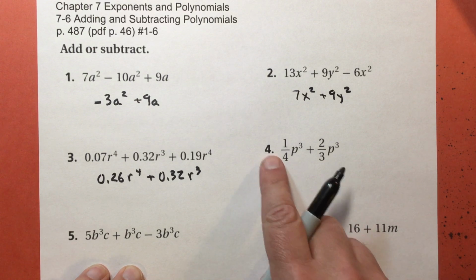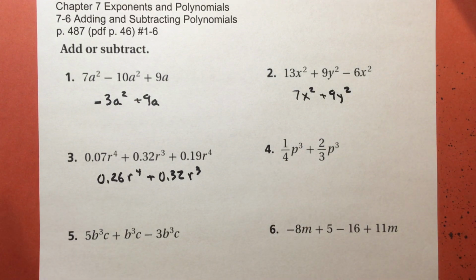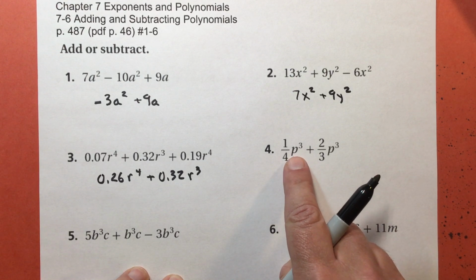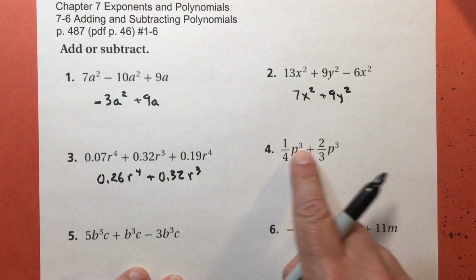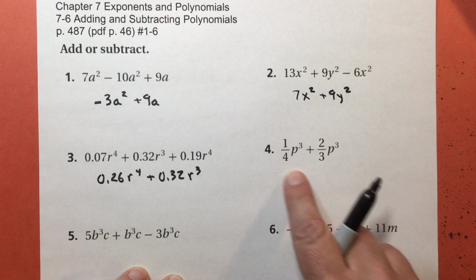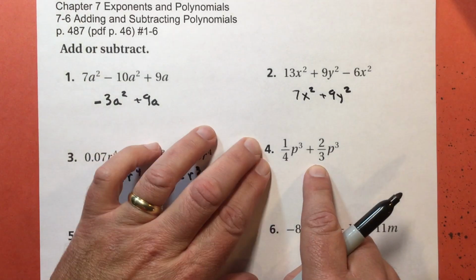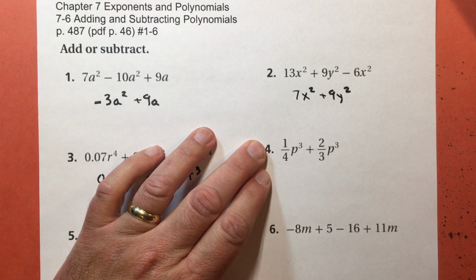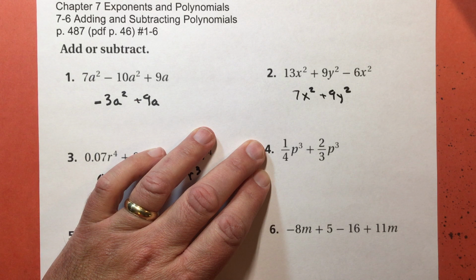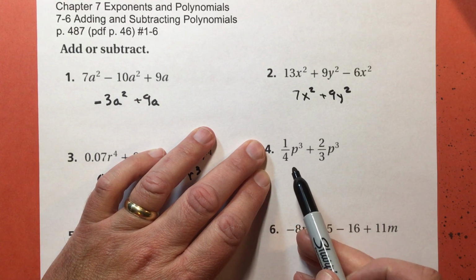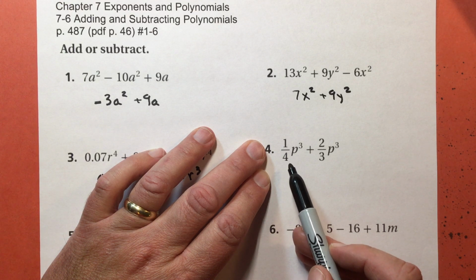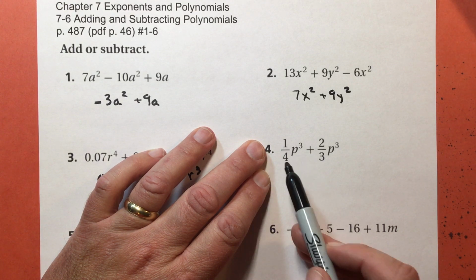All right, problem number 4. Don't panic because of the fractions, guys. You can do this. What I do know is that this variable p to the 3rd power is the same as this. So these are like terms. I can add these together. The only thing I got to do is figure out what 1/4 plus 2/3 is. That's an elementary school skill, and I know that fractions make a lot of people uncomfortable, and I hope that this didn't happen, but I've seen before it's like, quick, grab a calculator, but you don't have to.